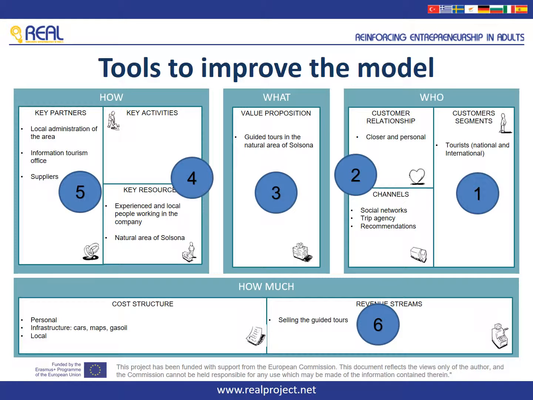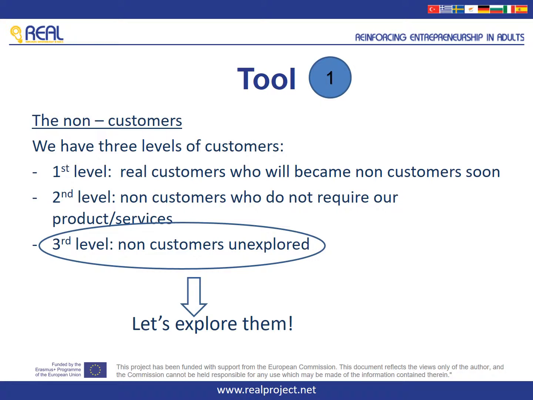Once we have the canvas completed, let's think about how it could be improved. To do it, we put at your disposal 6 tools to improve the different boxes of the model. Tool 1 aims to get new clients. By the moment, the only customers we have are the tourists, and they are located in the first level, so maybe soon some part of these tourists will leave us.